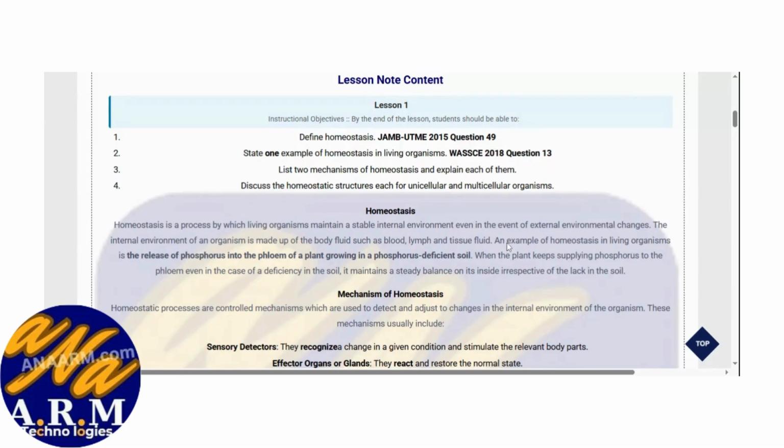An example of homeostasis in living organisms is the release of phosphorus into the phloem of a plant growing in a phosphorus-deficient soil. When the plant keeps supplying phosphorus to the phloem even in the case of a deficiency in the soil, it maintains a steady balance on its inside irrespective of the lack in the soil.